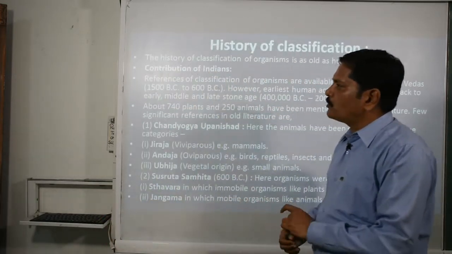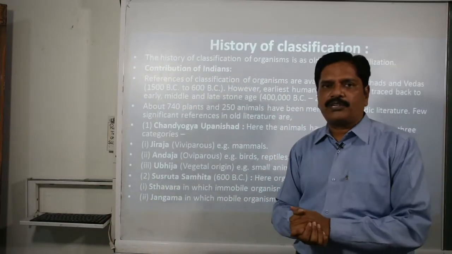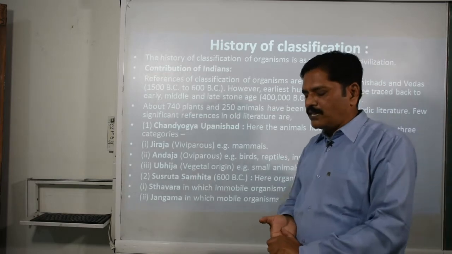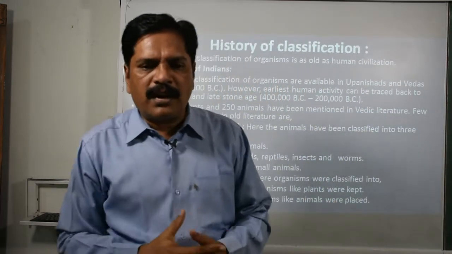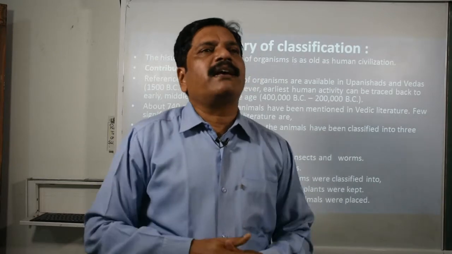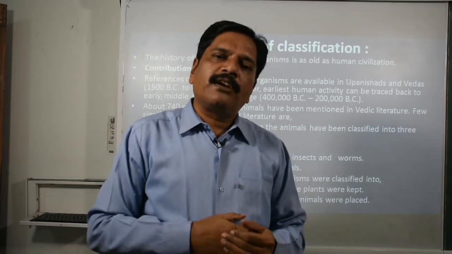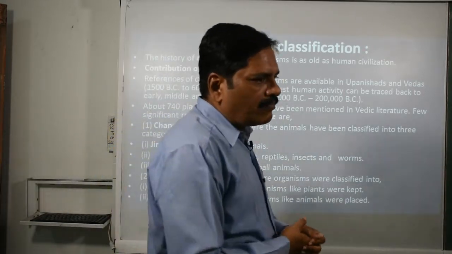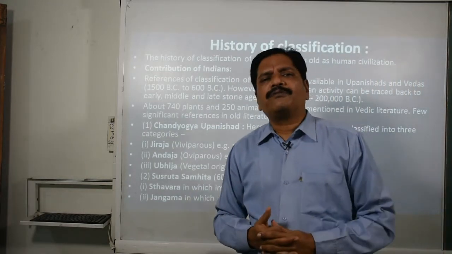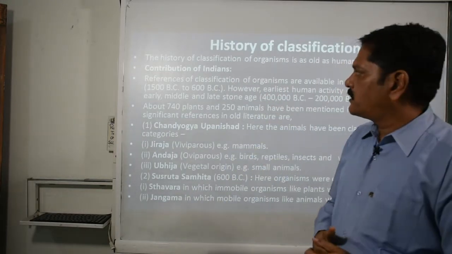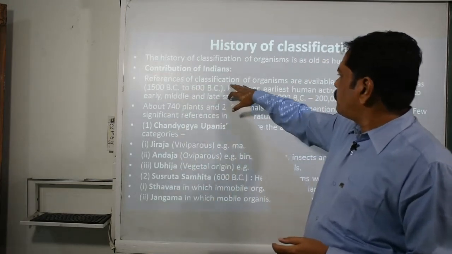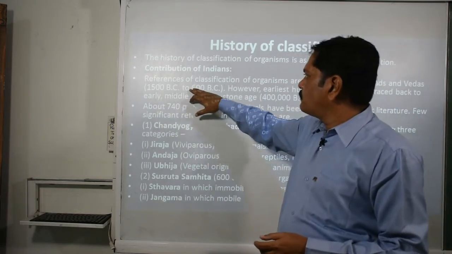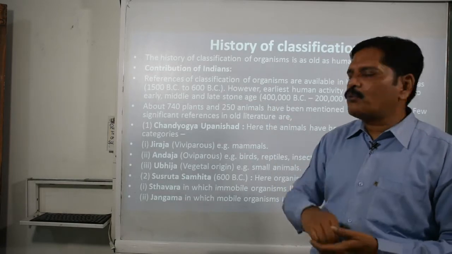Now we are moving forward to learn about the history of classification. Clear? It is well said that the history of classification of organisms is as old as human civilization. When we started civilizing ourselves, from that point only it started to group and classify organisms. So first of all, we can learn about the contribution of Indians in classifying organisms. The first references to classification of organisms are available in the Upanishads and Vedas, 1500 BC to 600 BC. It is quite old in nature.